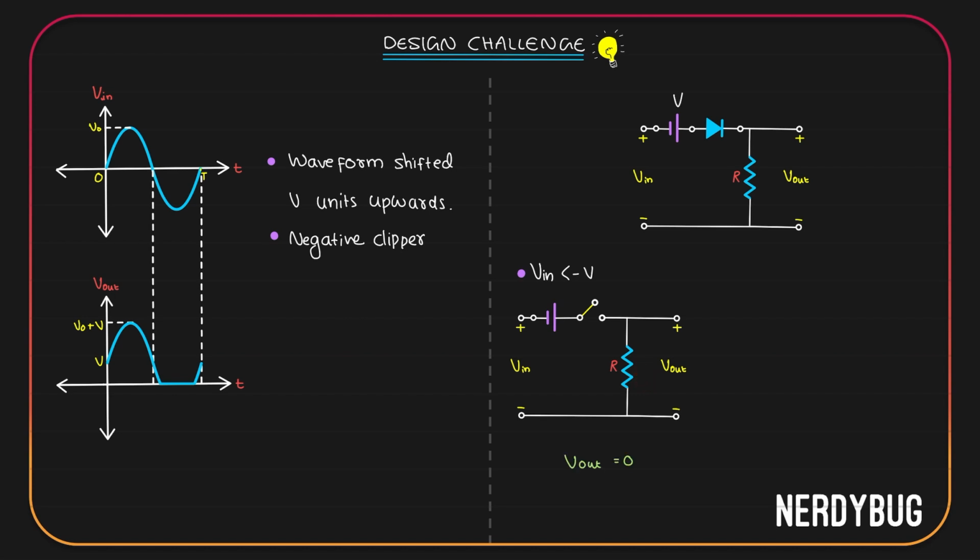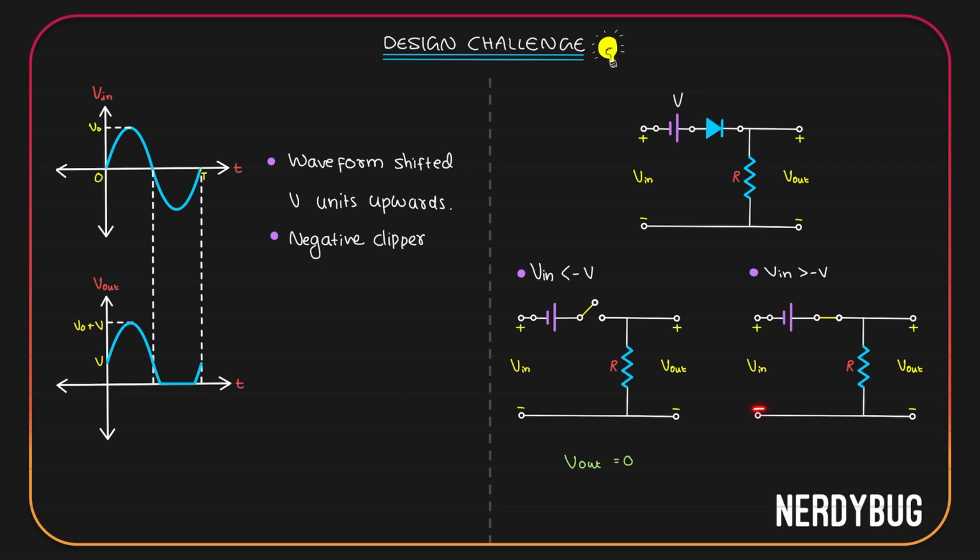When V input is not negative enough, that is when V input is greater than minus V, the circuit model will look like this. Here the diode is in forward bias, so I have modeled it as a closed circuit. Let's use KVL to write a relation between V out and V in. I'll start from this point and go clockwise.